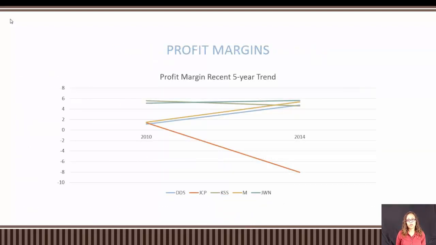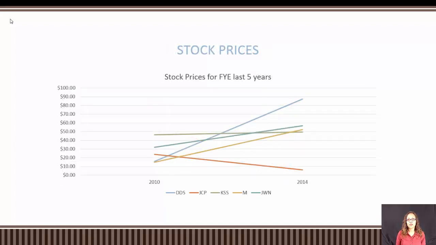Profit margins over the last 5 years for these companies, as notated in this chart: 4 out of the 5 companies show an increase from 2010 to 2014 in their profit margins, with JCPenney being the only company showing a decline. Coincidentally, stock prices also reflect the same pattern. The same 4 companies show an increase in stock price from 2010 to 2014, with again JCPenney showing a decline, as on the previous slide, with profit margin decreasing.